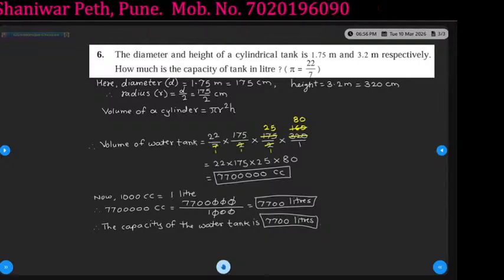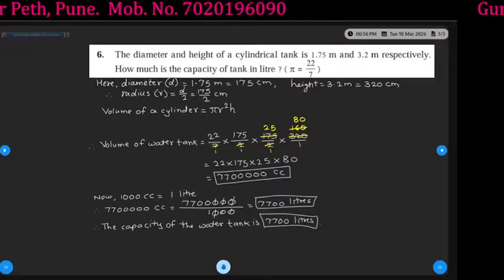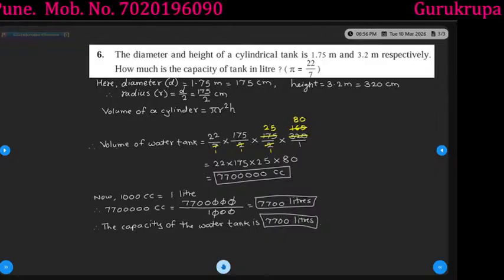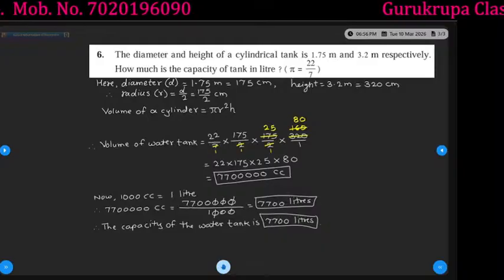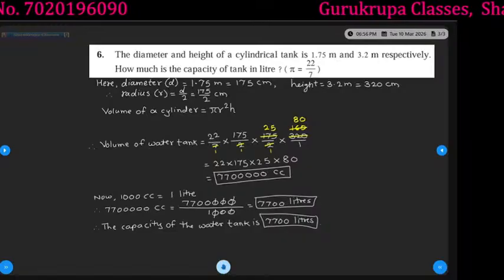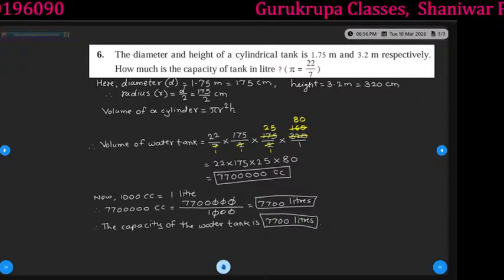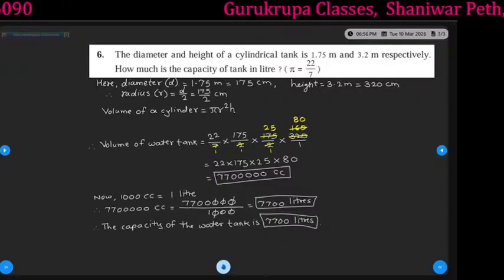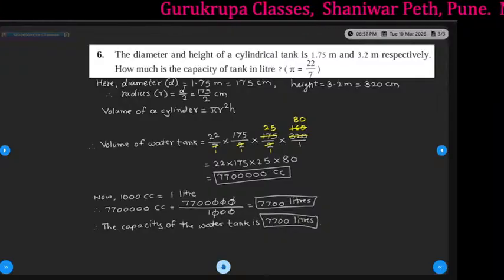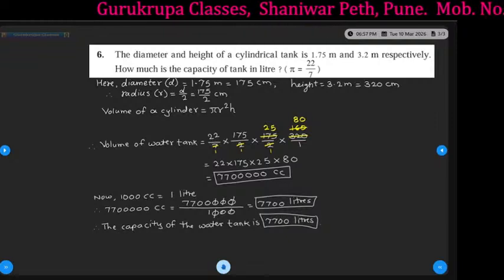So in the given sum, you can observe the diameter is given in meter. We have to convert it into centimeter. So we convert 1.75 meter into 175 centimeter. Therefore, radius is equal to half of the diameter, 175 upon 2. Now height is given 3.2 meter, which is converted to centimeter. We got 320 centimeter. So conversion of meters into centimeter we have done.